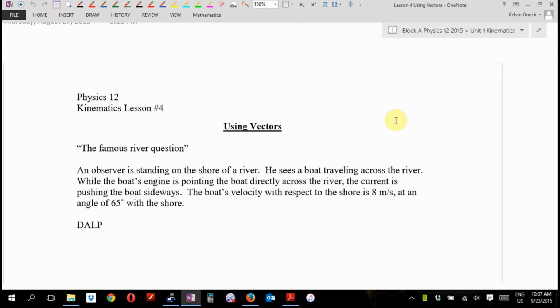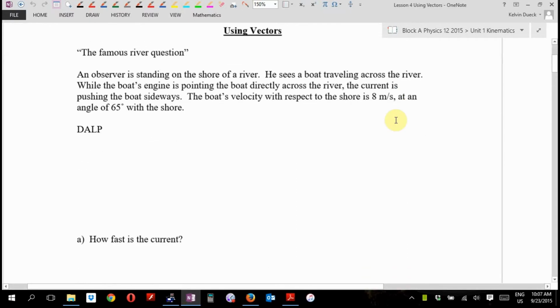A classic vector question is either an airplane with a crosswind or a boat on a river, because mathematically they're identical. An observer is standing on the shore of a river. He sees a boat traveling across the river. When the boat's engine is pointing the boat directly across the river, you know what, that's going to be important. I would underline that. The current is pushing the boat sideways.